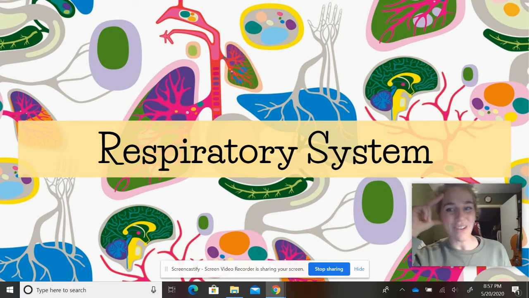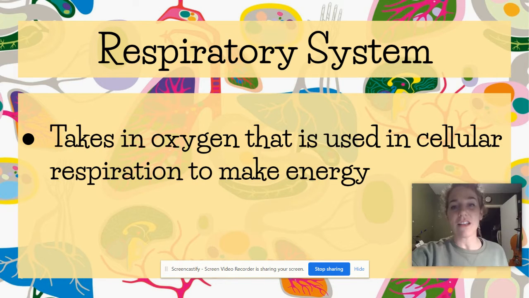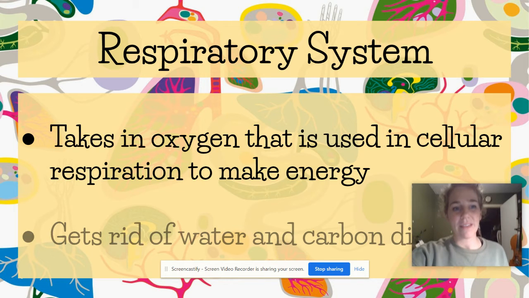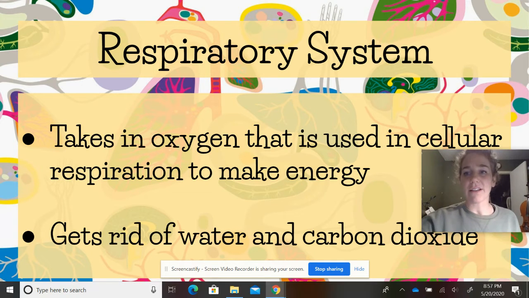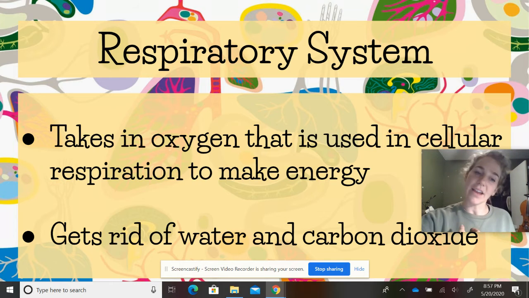I can't believe it. The respiratory system is the system that primarily takes in oxygen that is used in cellular respiration to make energy and gets rid of water and carbon dioxide. And I want to say one thing about this, and that is that cellular respiration doesn't just mean breathing. Breathing is taking air in, breathing air out, inhaling, exhaling.